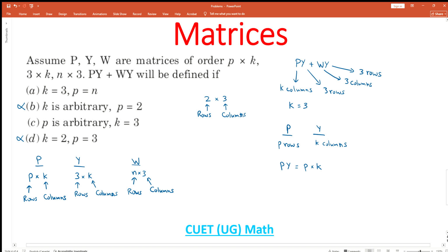Now we can analyze matrix product WY. The first matrix is W. Number of rows in matrix W is N. The second matrix is Y. Number of columns in matrix Y is K. That means matrix product WY is a matrix whose order is N by K.